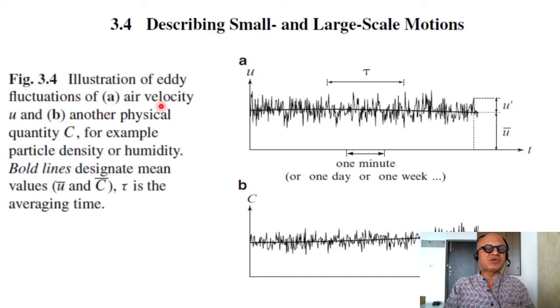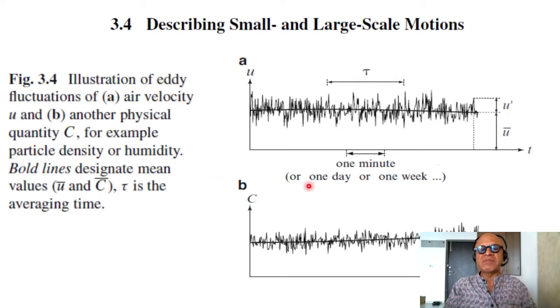So this is showing an illustration of eddy fluctuations. We haven't defined what an eddy is. We will see what that is in a minute. Air velocity u and another physical quantity c could be particle density or humidity. So could be aerosols, could be black carbon, which is also an aerosol, but nonetheless, bold lines designate the mean values of u bar and c bar. So those are the long-term averages. Could be a minute, could be a day, could be a week, depends. Tau is the averaging time.